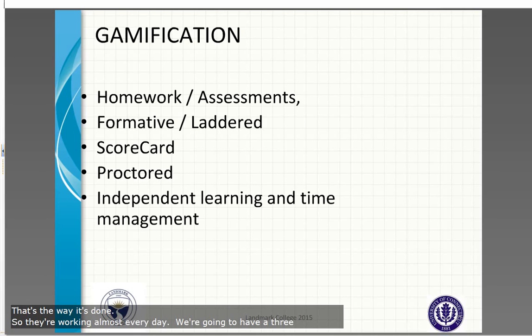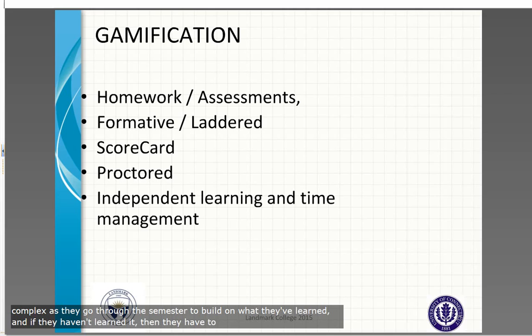But these assignments occur with a great deal of frequency, and that's part of the gamification, is that they'll see a test or assessment and exercise every day that they're taking the course. And they're done in a way that the format is about the same, so that they know what to expect. And they're done in a formative way, so that they become increasingly more complex as they go through the semester to build on what they've learned. And if they haven't learned it, then they have to go back and relearn it to move ahead.